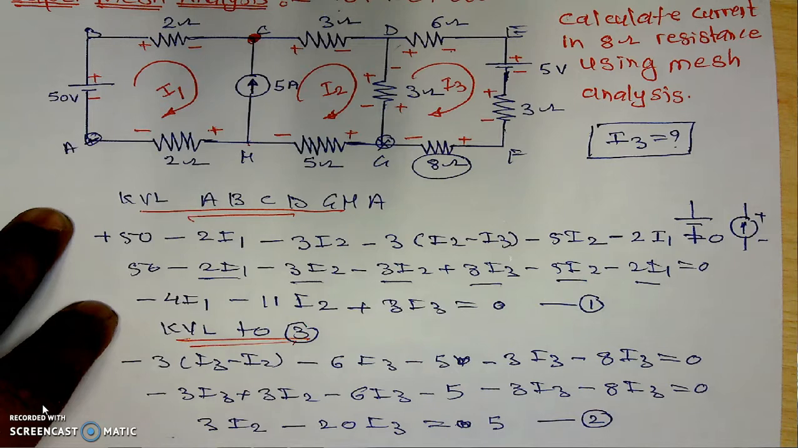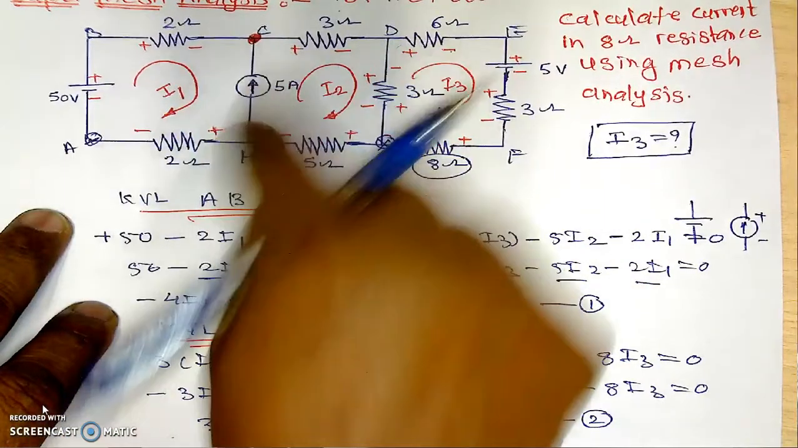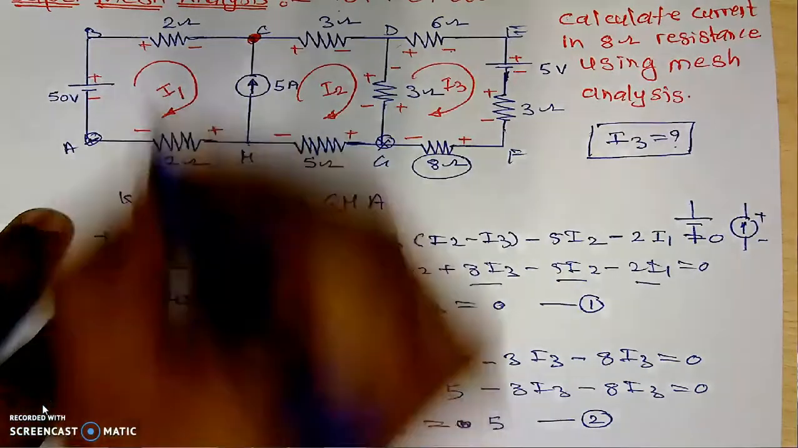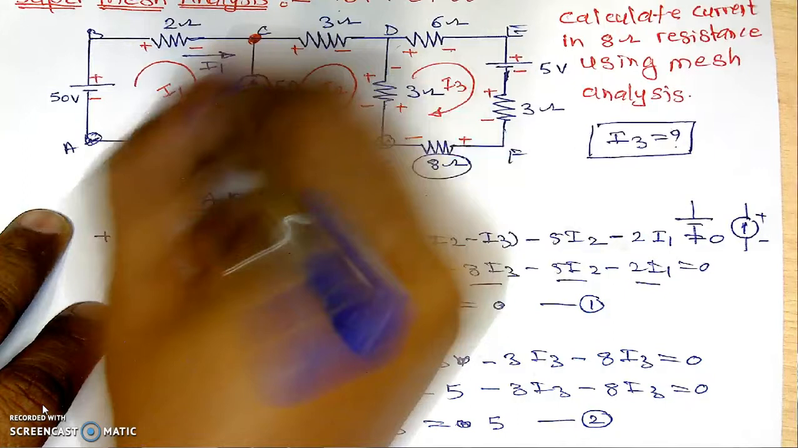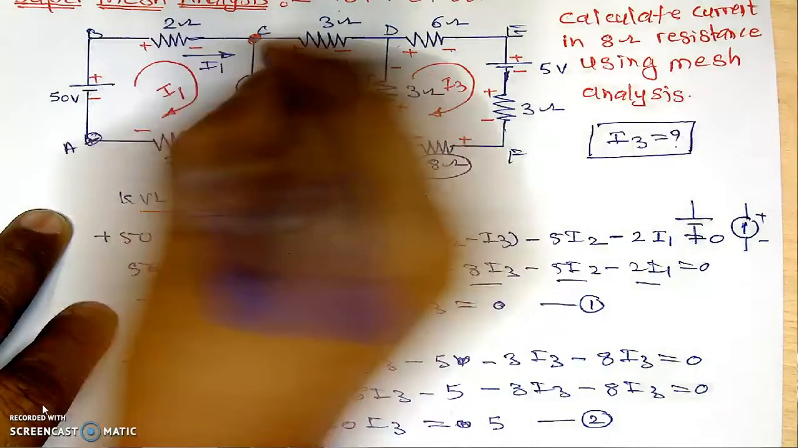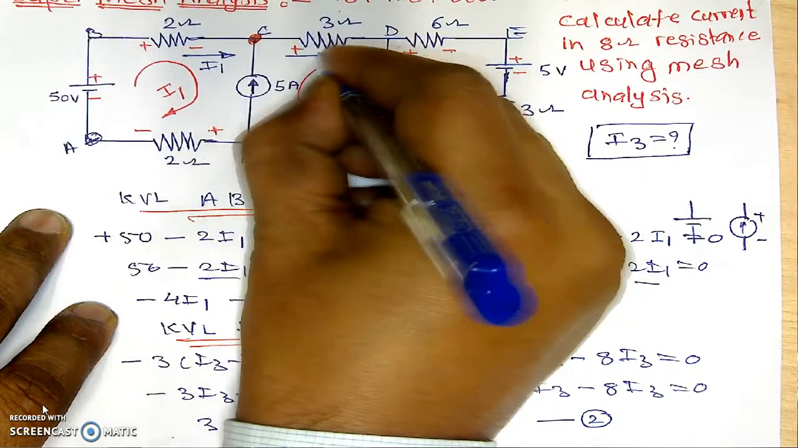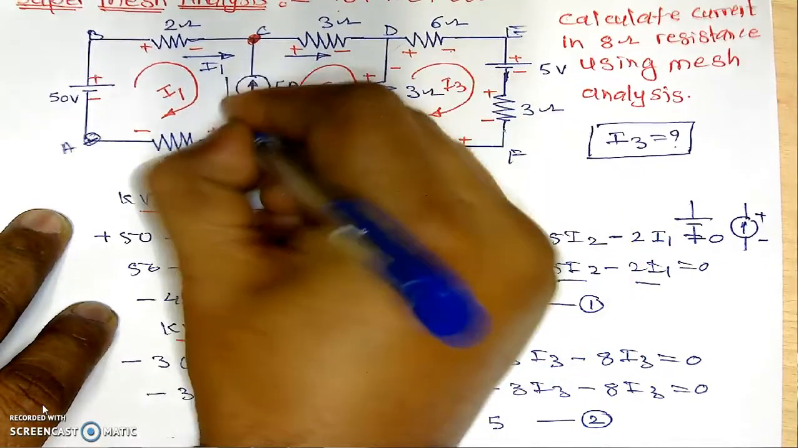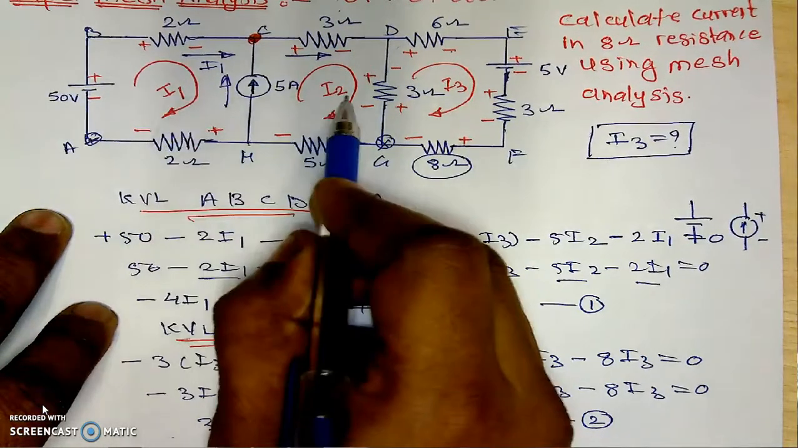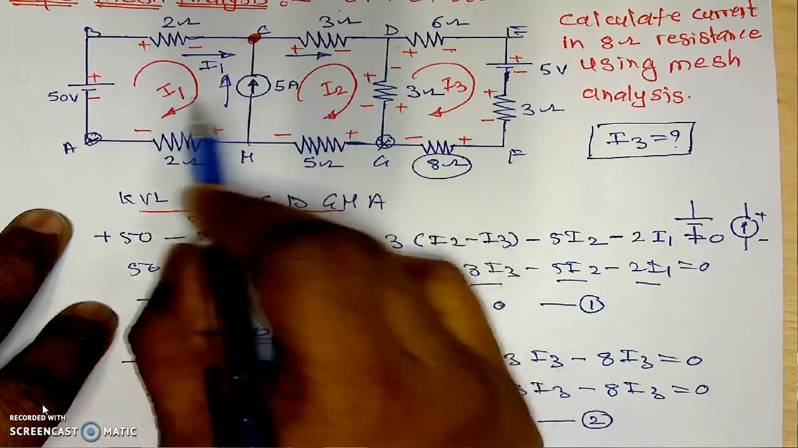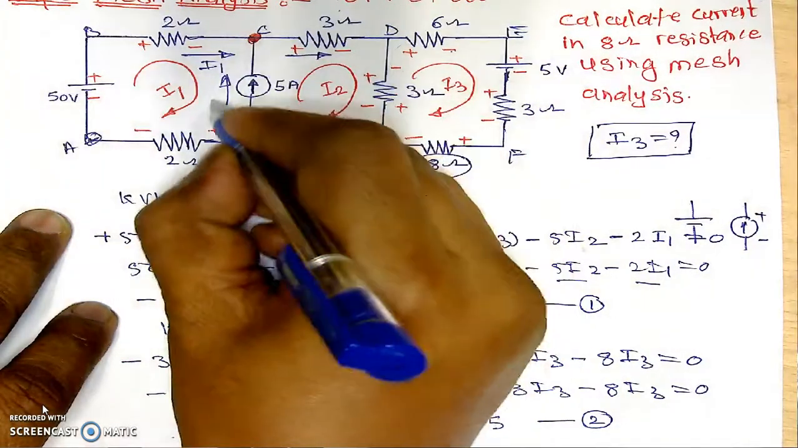What is a branch? A branch is a path between two nodes. This is one branch, this is the second branch, and this is the third branch. Its current we have already mentioned: this current is I1, because I1 is flowing in the 2 ohm, and I2 flows in the 3 ohm resistance. Current in this branch is a combination of the two currents, which I am not considering, I1 minus I2 or maybe I2 minus I1. This current is 5, which means the current in this branch is 5 amperes.